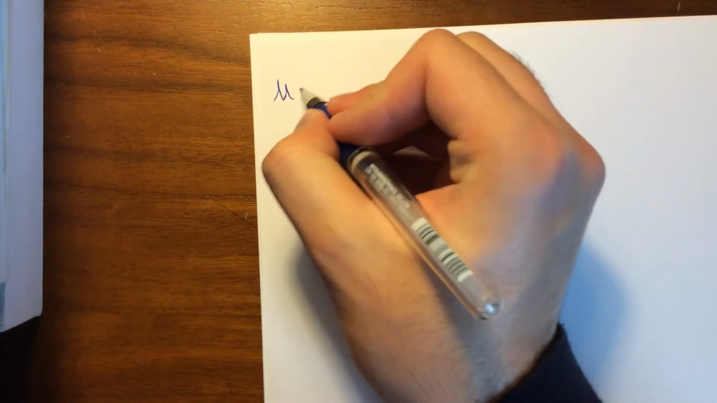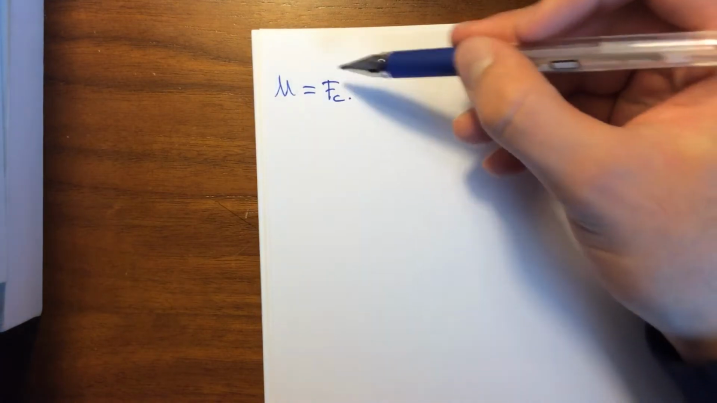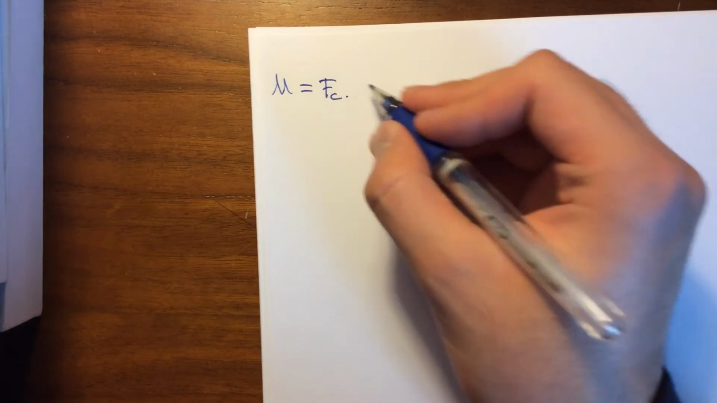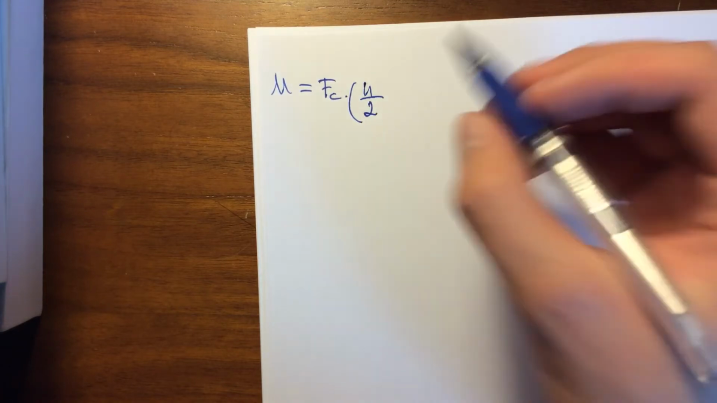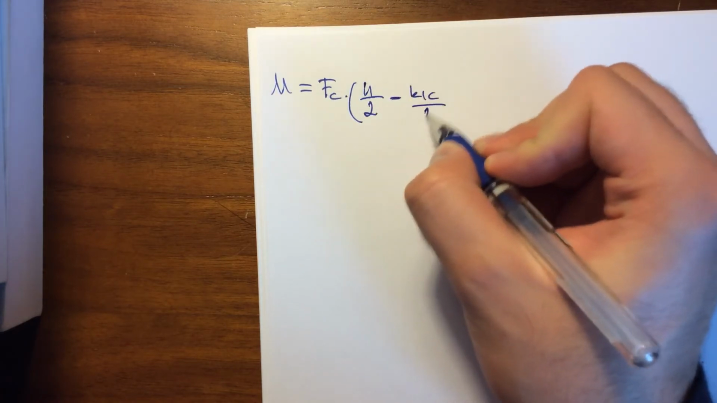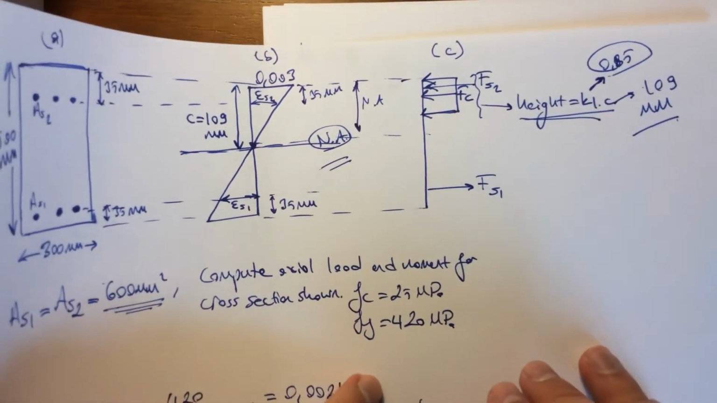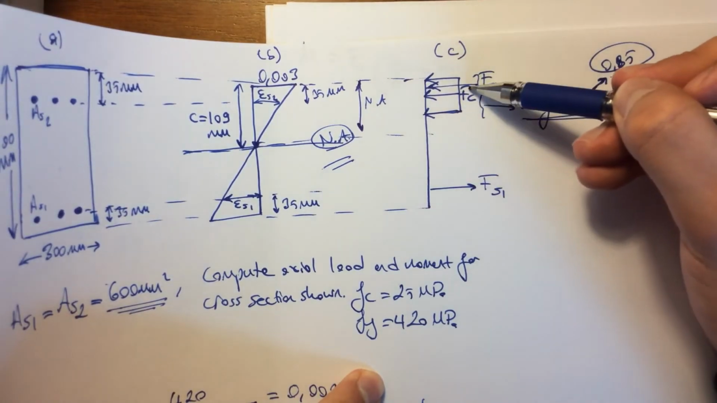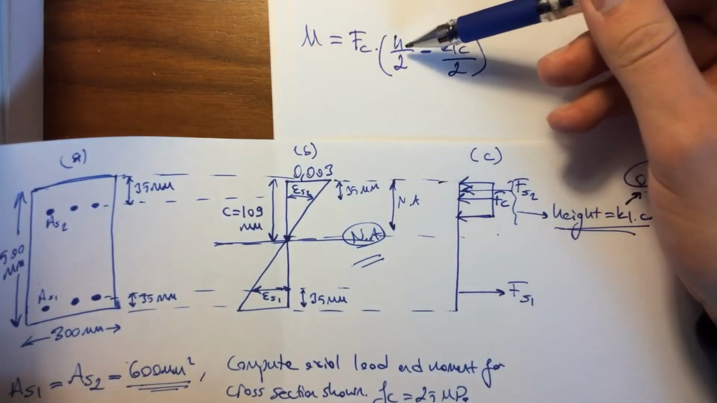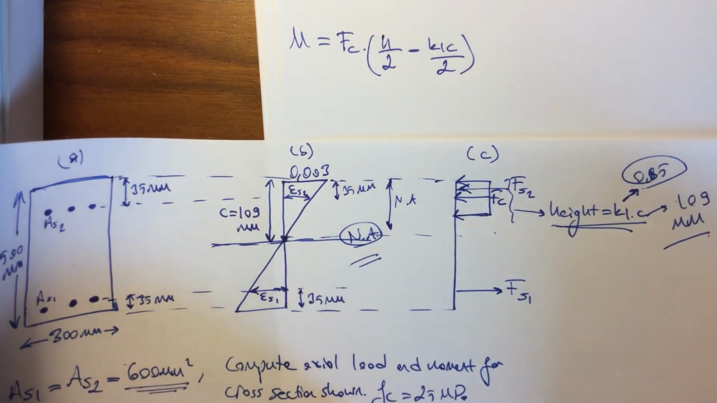Express our moment one by one. So our moment will be equal to Fc, the force in the concrete layer, times the moment arm. So what will be the moment arm? H over 2 minus k1c over 2. Why? Because we know that this distance from here to here is equal to H over 2 minus k1c over 2. This is the distance that we are looking for.